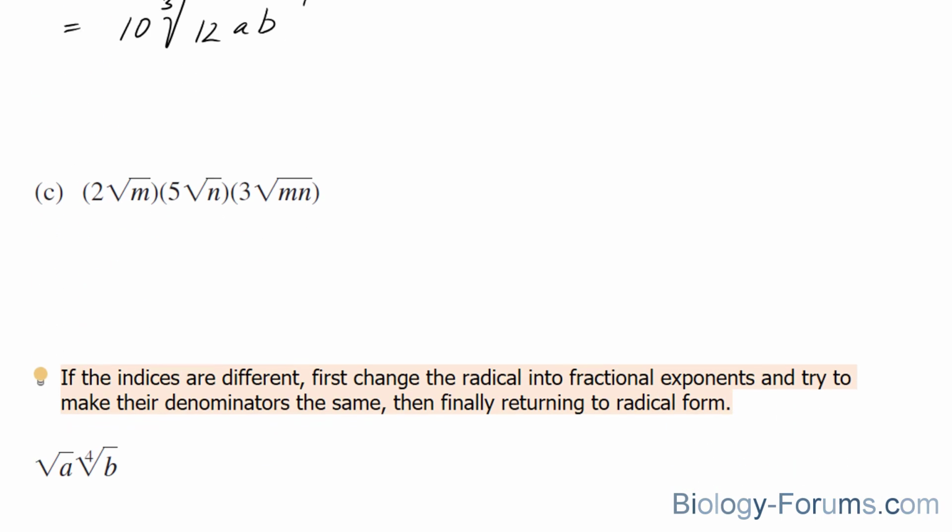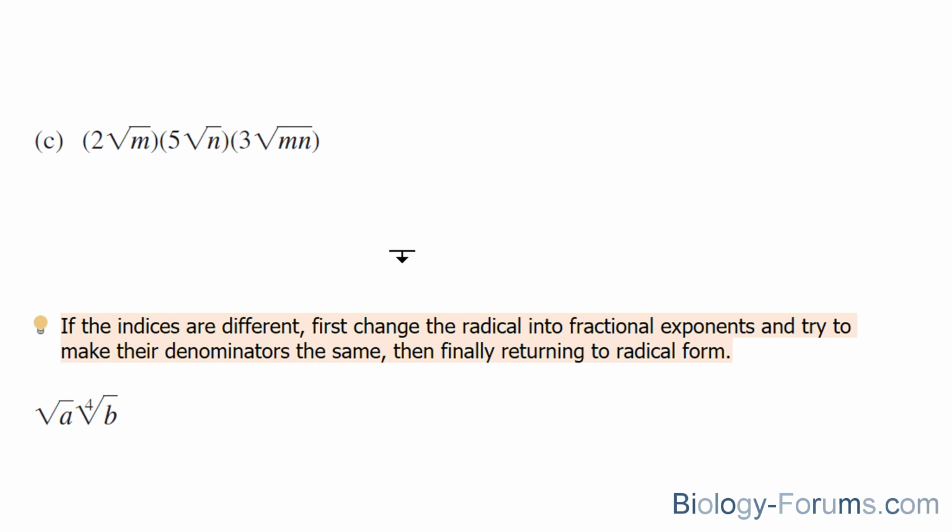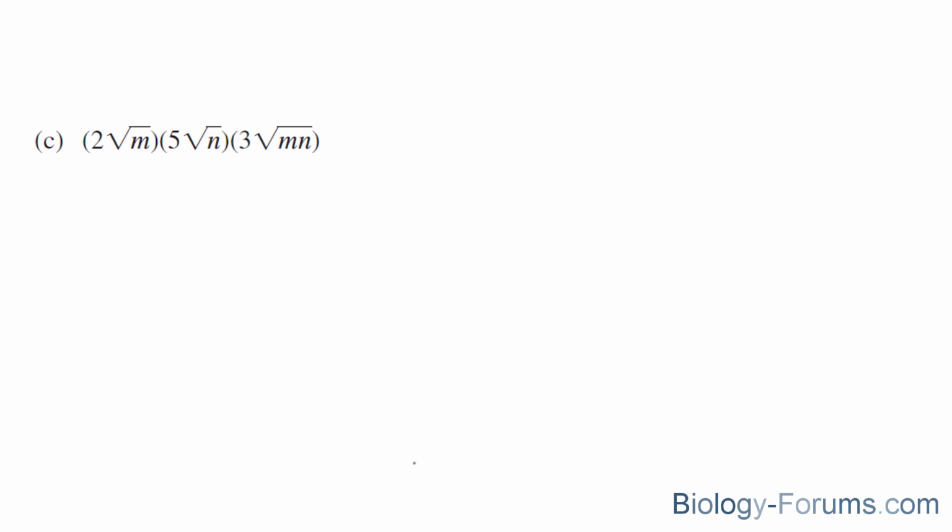Let's continue. In this case, we are asked to multiply three radicals at the same time. So we'll start off with the coefficients 2, 5, and 3, which is equal to 30. And then we will multiply m, n, and mn together. Now notice that the radicals all have an index of 2. They're all square roots. That being said, they can all be housed underneath one radical. M times n times mn is equal to m squared n squared.